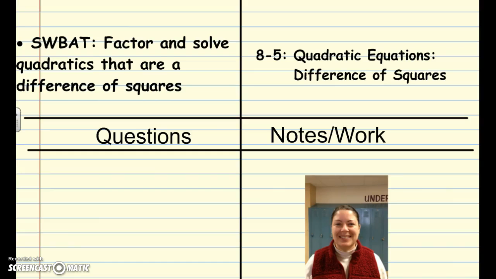Hi students, Mrs. Gifford here, and today's lesson is 8.5, Quadratic Equations, Differences of Squares. After this lesson, you should be able to factor and solve quadratics that are a difference of squares.